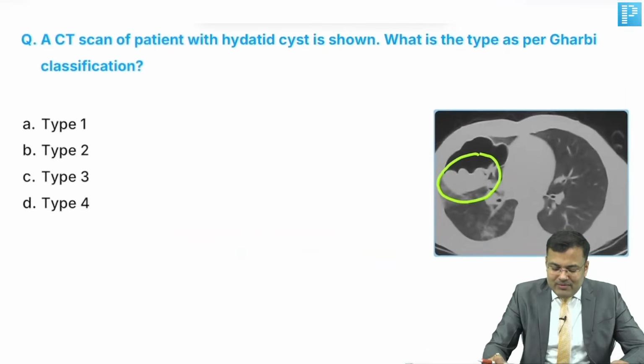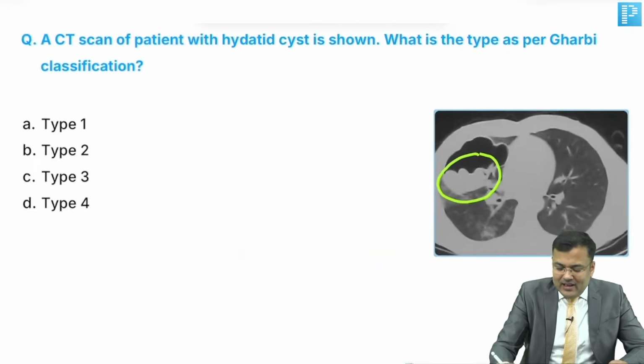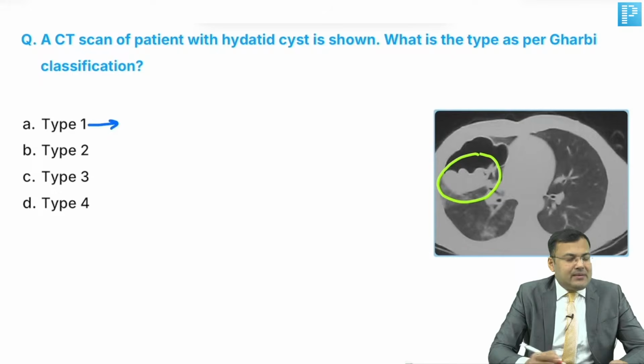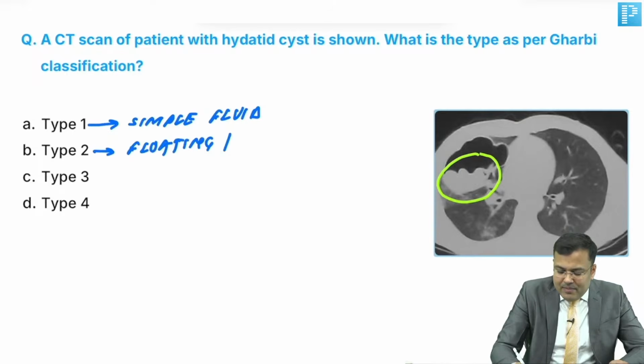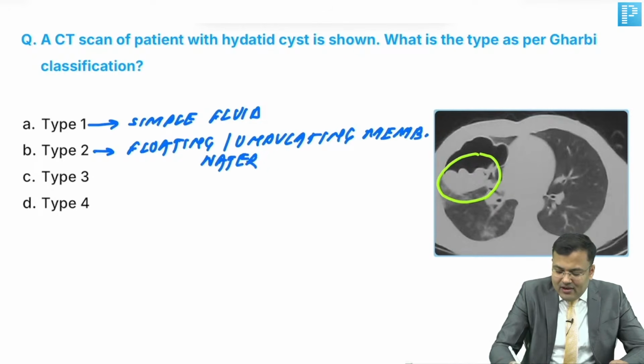So, according to Gharbi classification, what is type A? In Gharbi's classification type 1, there is simple fluid collection. Type 2, there is floating membrane or undulating membrane. This is also known as water lily or water snake sign.